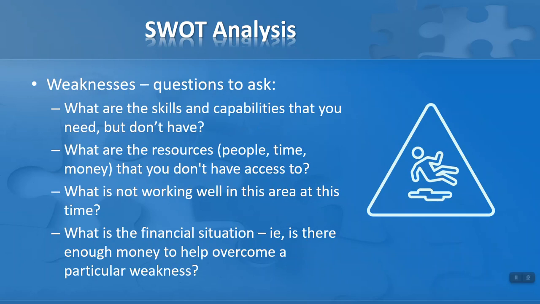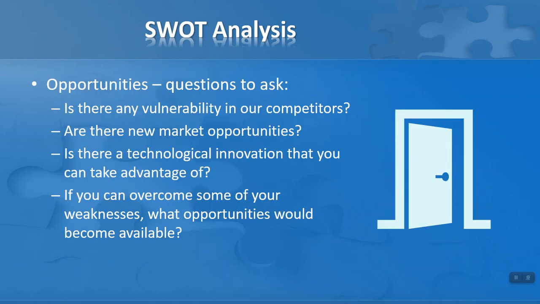Some general questions when you're looking at weaknesses. Things to ask are, what are the skills and capabilities that we need, but we don't have? What are the resources, and in this case I'm talking about people, time and money, that we don't have access to? What is not working well in this area at this time? So what are we not good at? And also, what's the financial situation? Is there enough money to help overcome particular weaknesses? If there isn't, that's unfortunately another weakness.